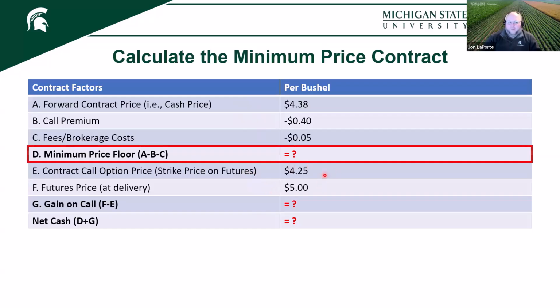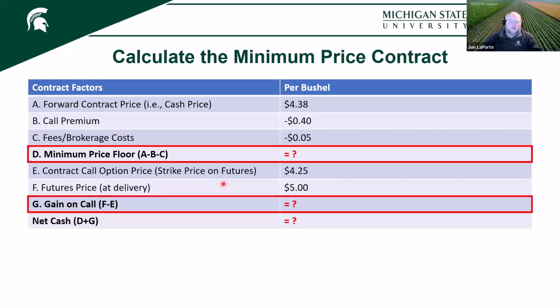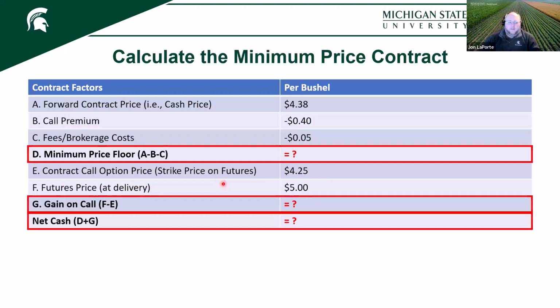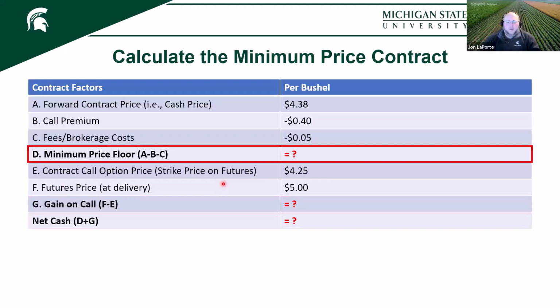We're hoping for about 75 cents here. I'll give you a little head start on that one because we're looking to gain that much. And I'm using some big numbers to help illustrate this. Sometimes we're not talking a big gain like that. But we're eventually going to want to figure out that gain and then our net cash price when all is said and done. So first, let's walk through the minimum price floor.